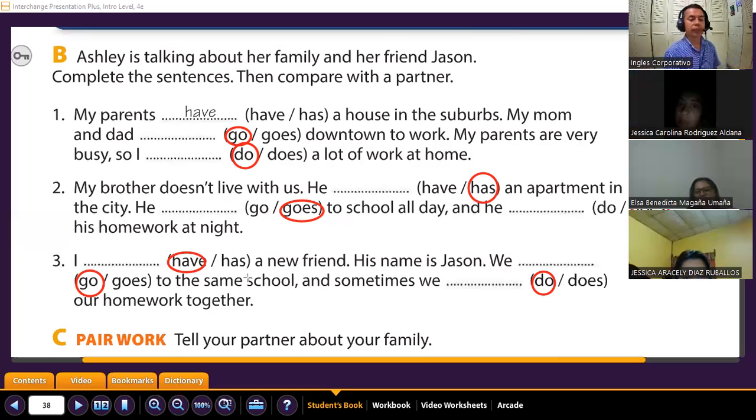Okie dokie. Thank you. And number three, please, Jessica Roselli. We have a new friend. His name is Jason. We go to the same school, and sometimes we do our homework together. Okie dokie, nice. Excelentoso. Thank you, Jessica Roselli. Very good, right? Now, class, any question? Understand? Okay, now.